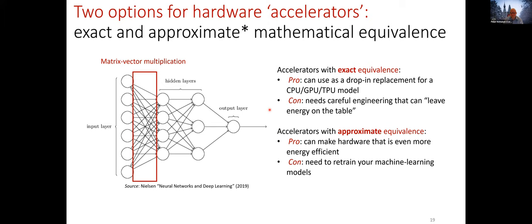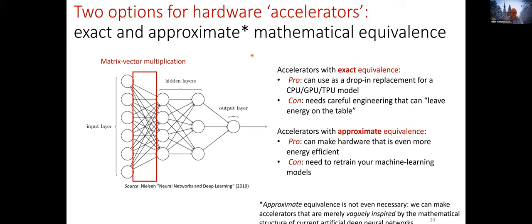Something I should also mention is that I set up this dichotomy between exact and approximate equivalence, because those are kind of convenient words to use in the English language. But actually, by approximate, that's not even necessary. It turns out that we can make accelerators that are just merely vaguely inspired by what a perceptron has, or a feedforward network in general. We'll see more of that in a bit.